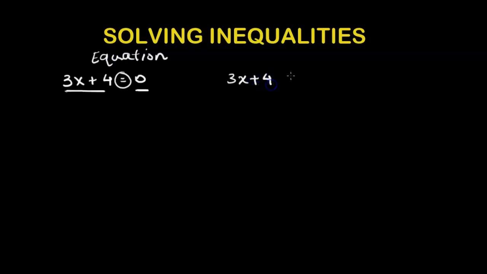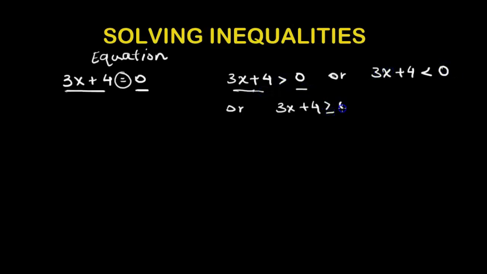However, when the relationship between the left and the right side is shown with a greater than sign, less than sign, greater than or equal to sign, or less than or equal to sign, then these types of statements are not called equations. These are called inequalities.